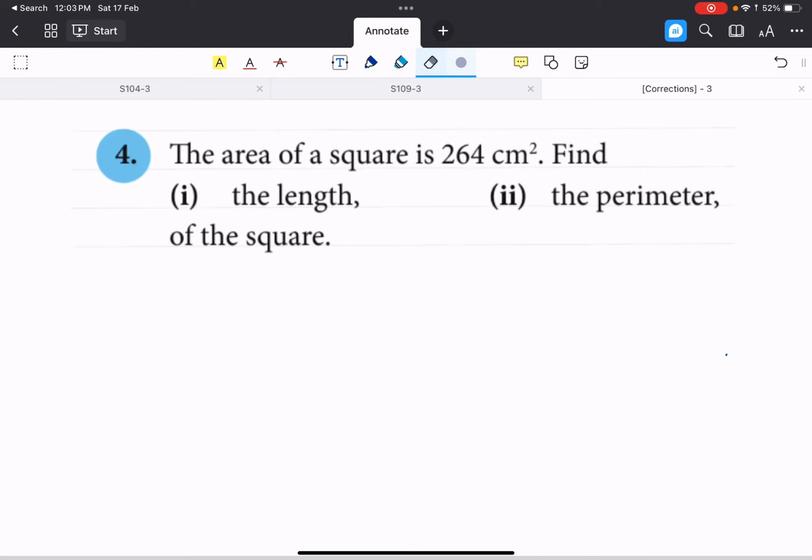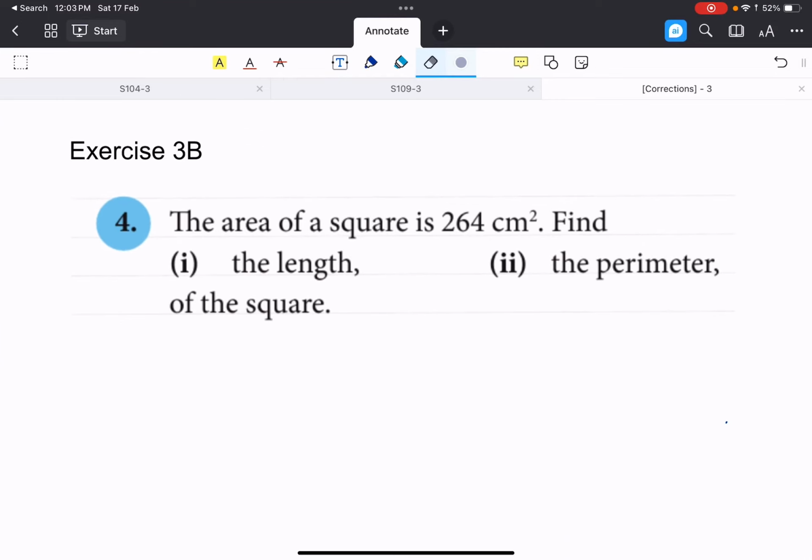Hello students, so let us continue with exercise 3B. In exercise 3B, we start to look at a couple of simple questions where the results are actually non-terminating numbers, and since the results are non-terminating, we will need to present our final solutions to three significant figures unless otherwise stated. So this is a practice that is common throughout.